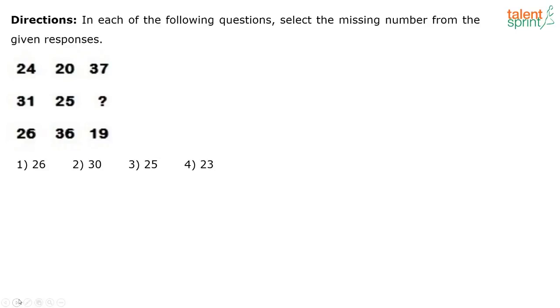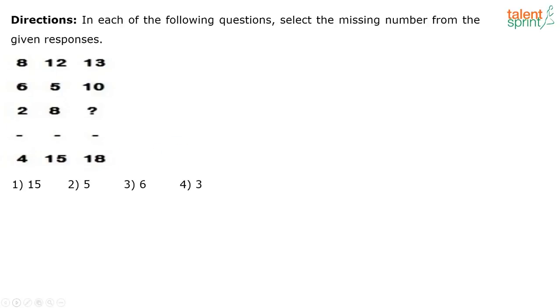24, 20, 37, 31, 25, question mark, 26, 36, 19. So to solve this question you have to look at each column. See here you have 24 plus 31 plus 26. When you add all these you get 81. Yes, you add the numbers in the first column, you get 81. Similarly, add the numbers in the next column, again you are getting 81. So when you add these three numbers also, the answer should be 81. So what is the missing number? It is nothing but 81 minus 56. 81 minus 56, that is 25. That is option 3. Next.